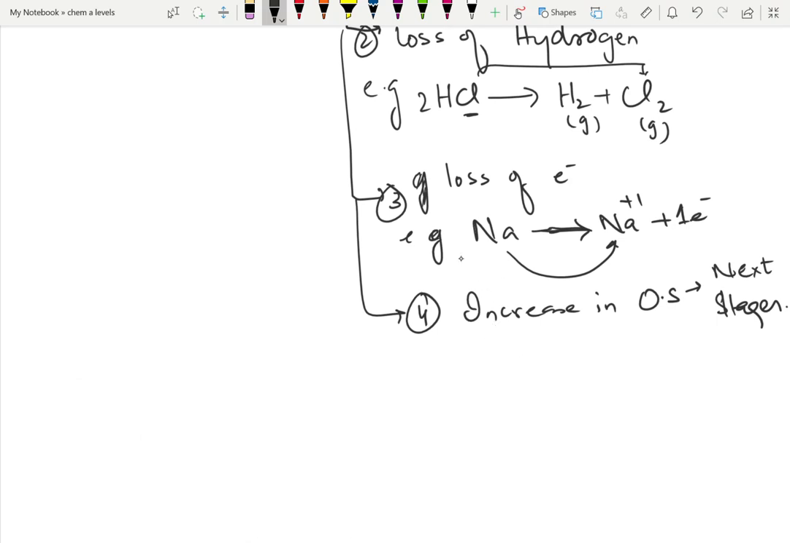For example, as in the above equation, sodium has oxidation state 0 on the reactant side, whereas if we look at the product side, its oxidation state is +1. So 0 has increased to +1, and as the number is increasing, it is called oxidation.